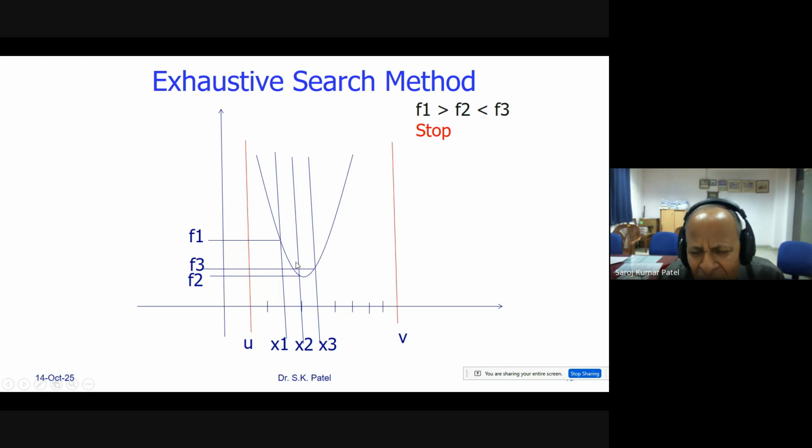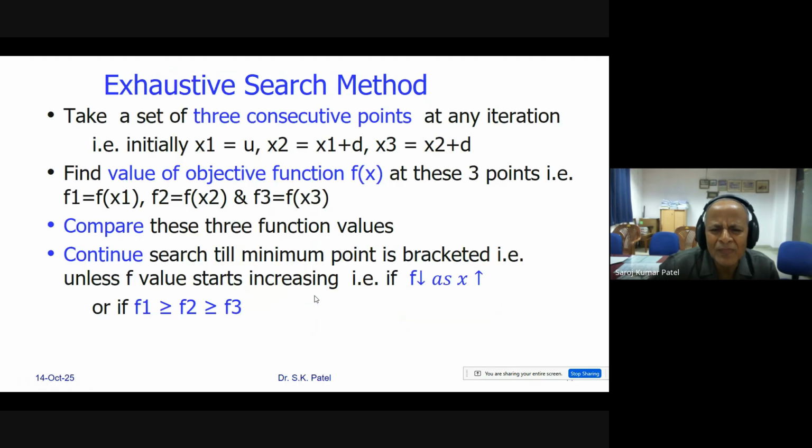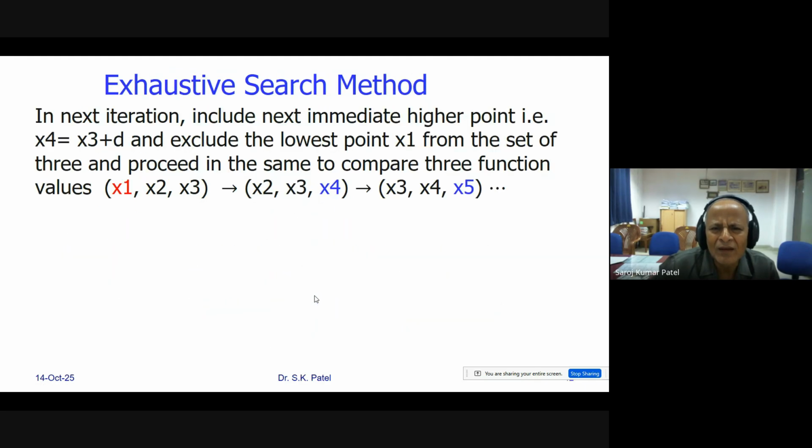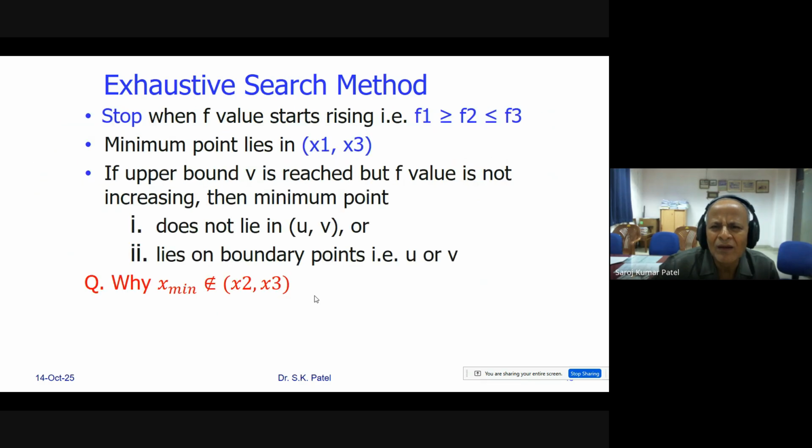Here, of course, if you see closely, this bottommost point lies between x2 to x3. But this may not be the case all the time. That's why, to be on the safer side, we have to write down that the minimum point lies from x1 to x3. Take three consecutive points, x1, x2, x3, so write down from x1 to x3. Let us see other cases. This is not always the case of x2 to x3.